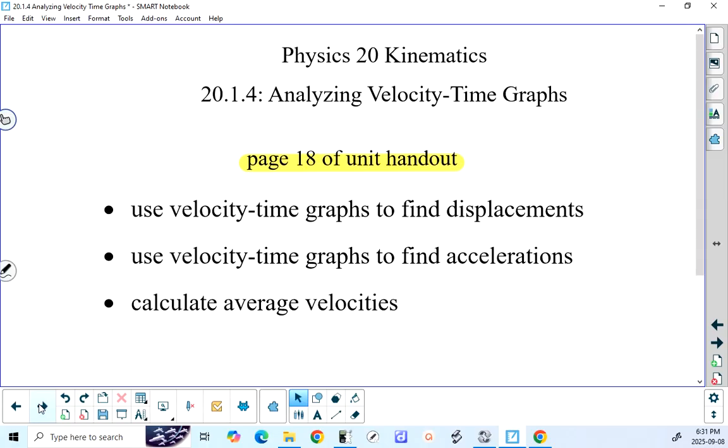You have already learned how to find acceleration using a velocity time graph. A velocity time graph is a graph where velocity is measured on the vertical axis and time is measured on the horizontal axis. And we already know that the acceleration of an object can be determined by finding the slope of that particular graph. What we're going to be doing today is looking at using those types of graphs, velocity time graphs, to determine displacements. And then we're also going to calculate what we refer to as average velocity.